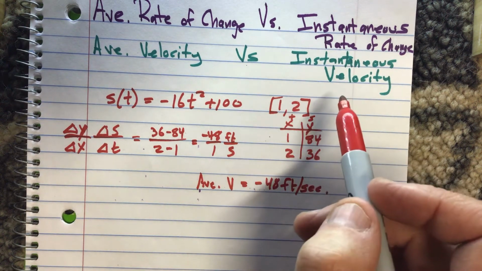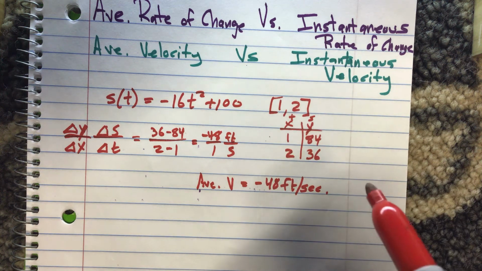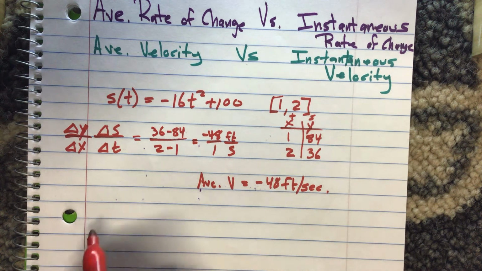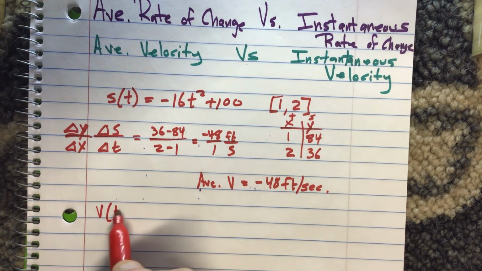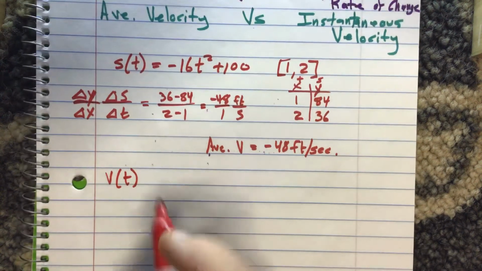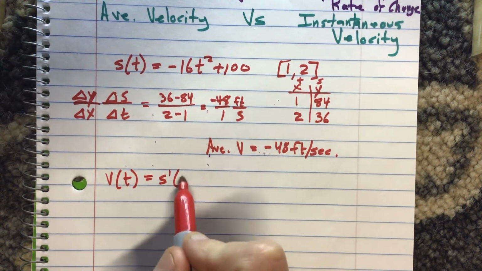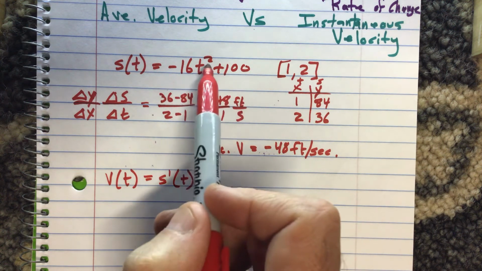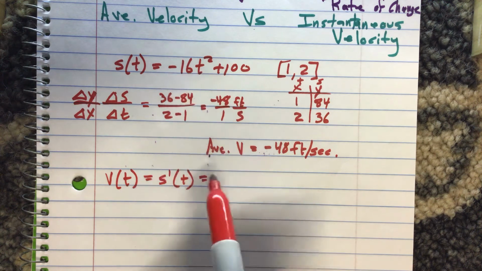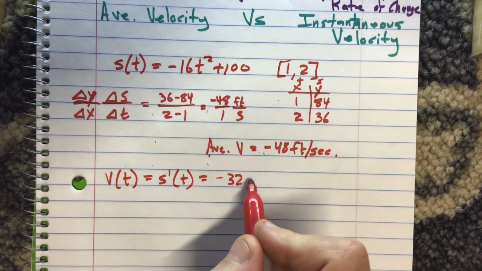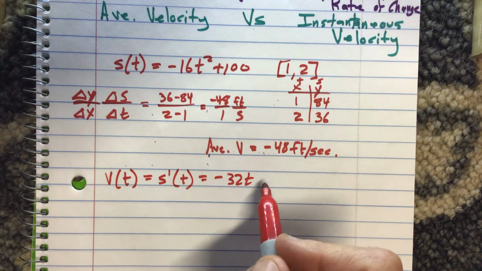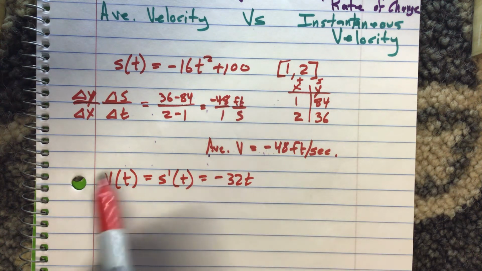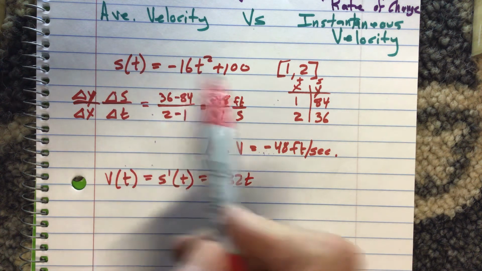The instantaneous velocity means what's the velocity, what's the speed of this object, or the velocity at any given moment. So that's the derivative. So if you want to talk about velocity, v of t, what you're talking about here is s prime of t, or the derivative of this function right here. So we learned that the shortcut method is that 2 times negative 16 is negative 32t plus 0, because the derivative of a constant is 0. So this is the velocity function, and you've got that from the position function.